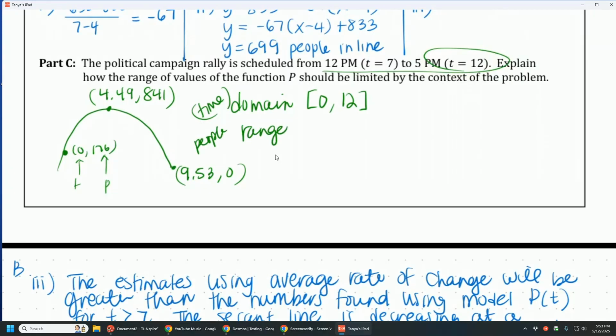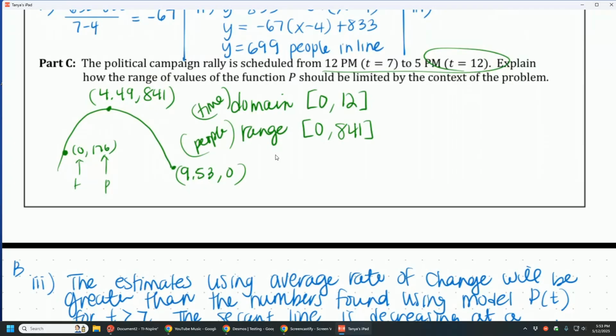Then for range, this is the one that's people. Okay, so it's kind of the same thing. You can't have negative people, so we would assume that we're going to start at 0. So I could have exactly 0 people. But out of all the people in the world, they can't all show up to this rally. So 7 billion people in the world. This is why it was important to find that maximum. So according to this model, the maximum number of people in line is 841. So I would have to stop there.